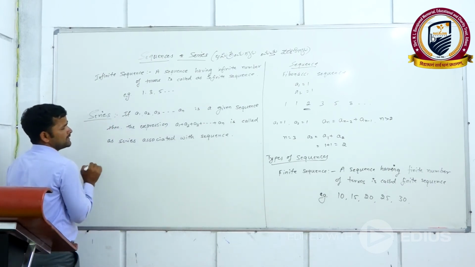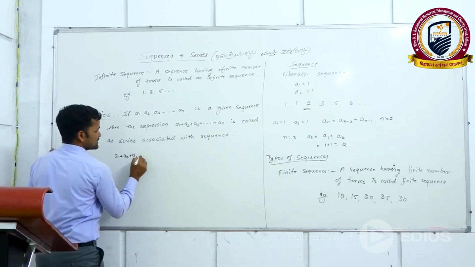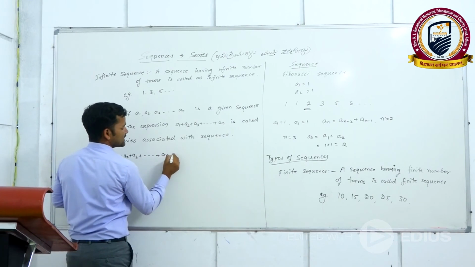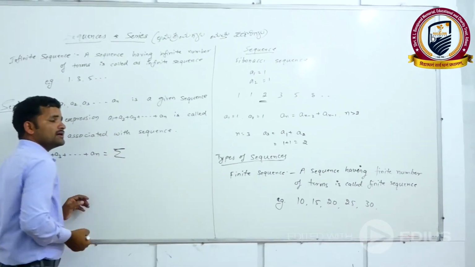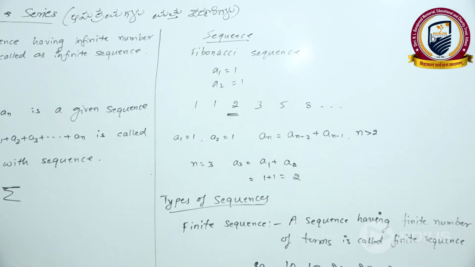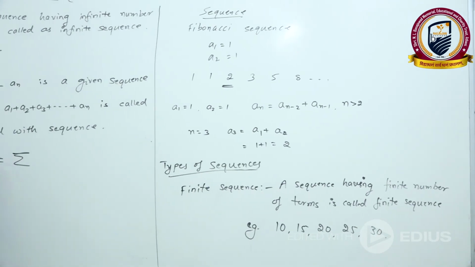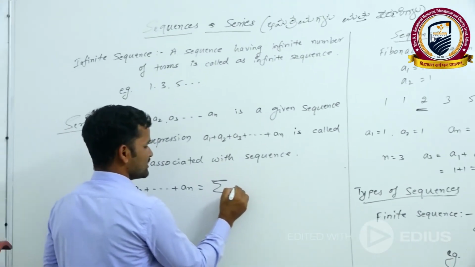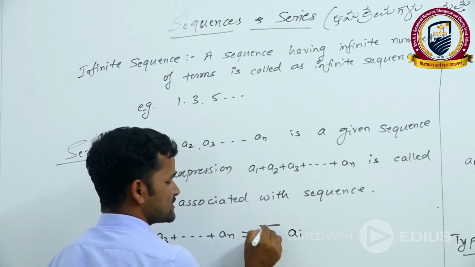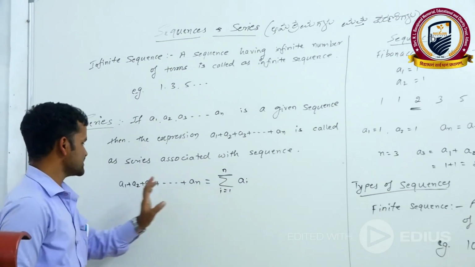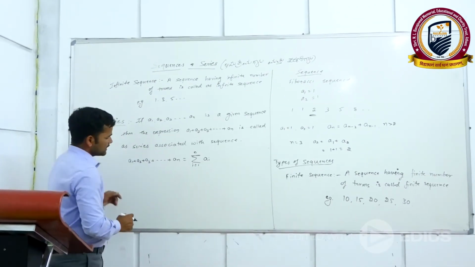Okay, here this a1 plus a2 plus a3 so on up to an can also be written using a summation symbol. It is a Greek letter called sigma. How will you use the sigma? Summation of ai, where i varies from 1 to n. This means a1 plus a2 plus a3 so on up to an.